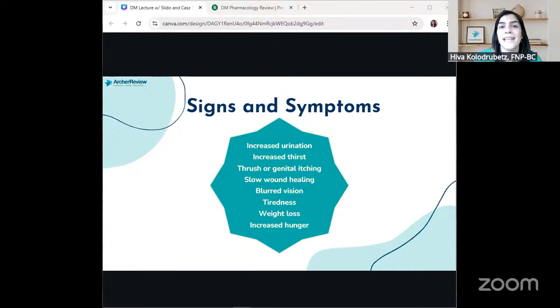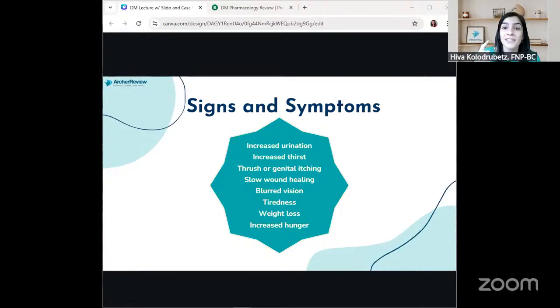Slow wound healing, same idea, right? If you have high blood glucose levels, that wound is going to take a lot longer to heal because the bacteria has some yummy food to feed on, right? So it's going to take a lot longer. That slow wound healing, we'll see it.